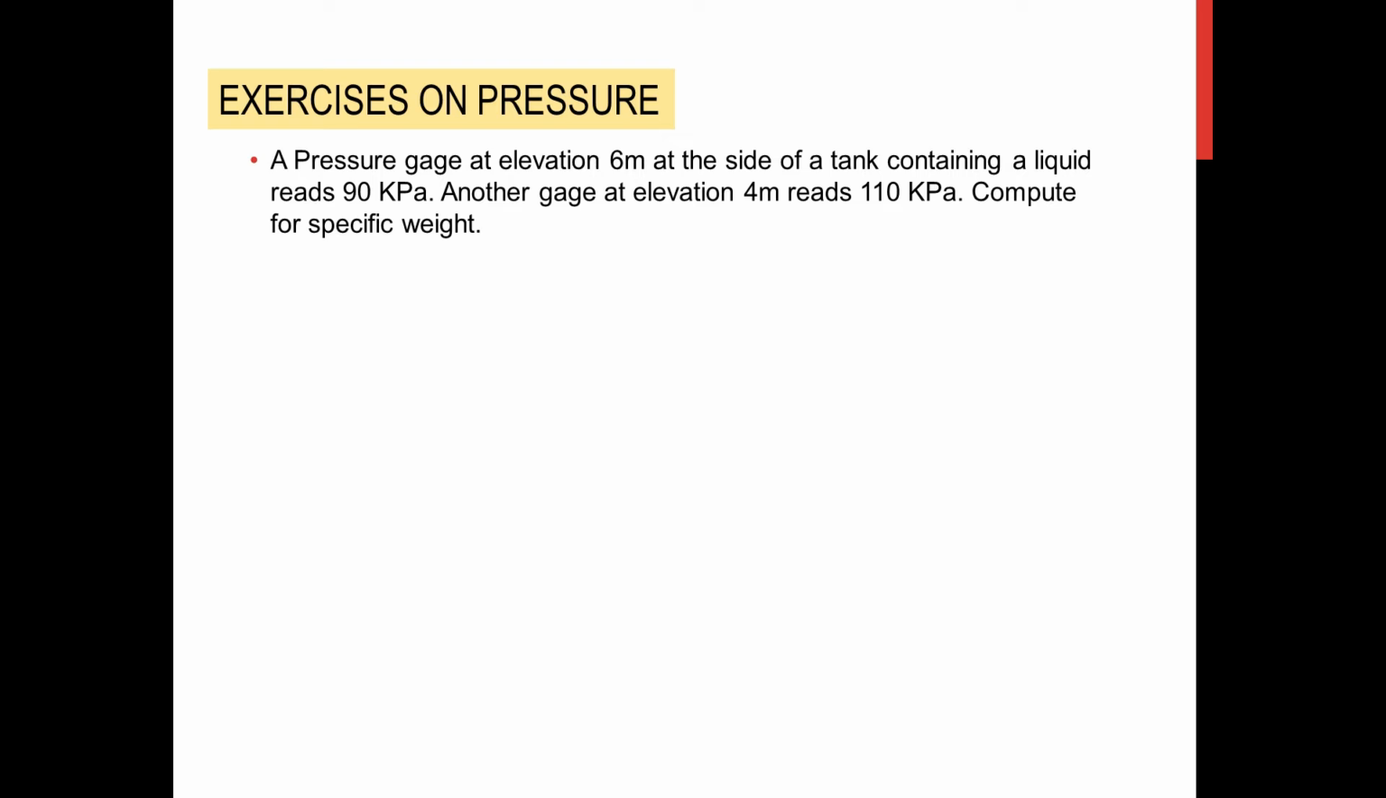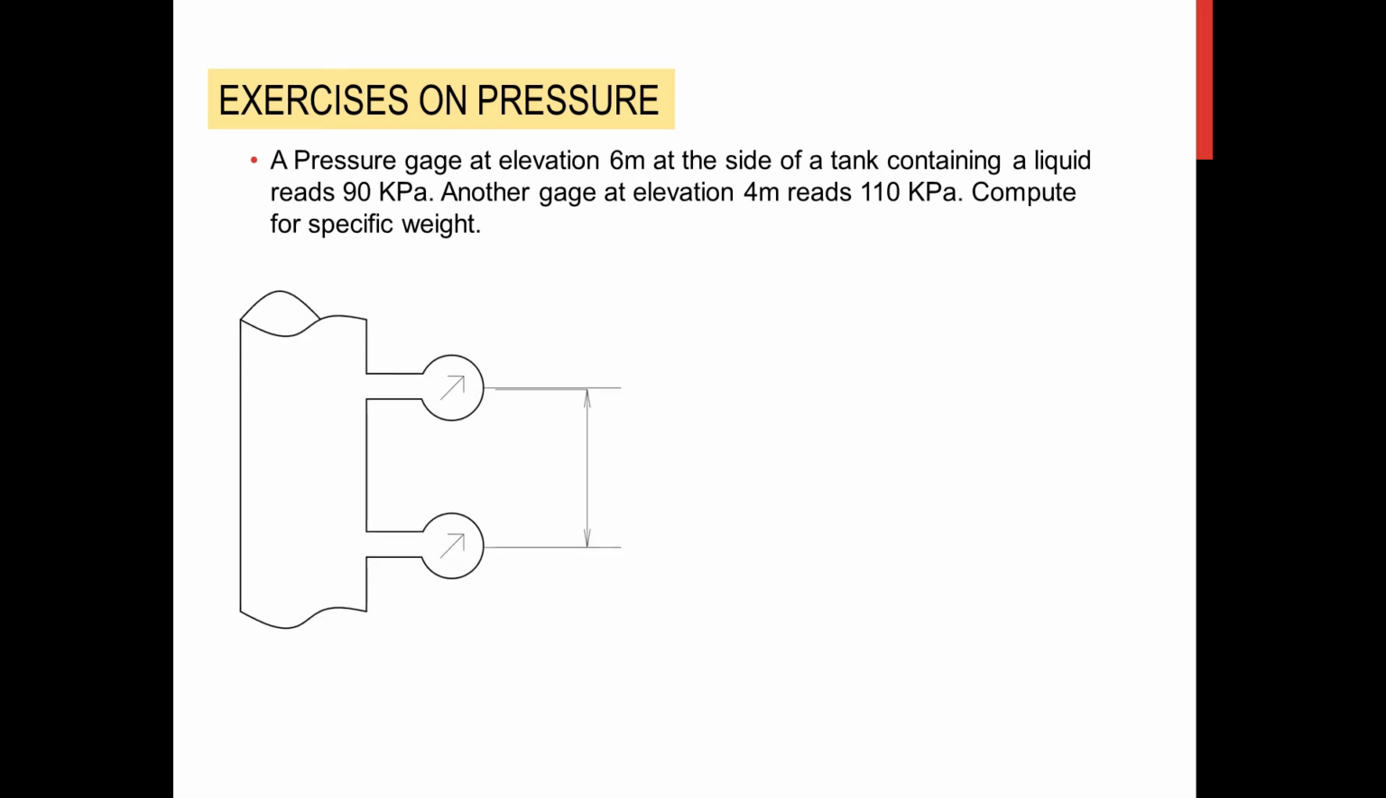So moving on to another problem. We have a pressure gauge at elevation 6 meters at the side of a tank containing a liquid that reads 90 kilopascal. Another gauge at elevation 4 meters reads 110 kilopascal. Compute for the specific weight.